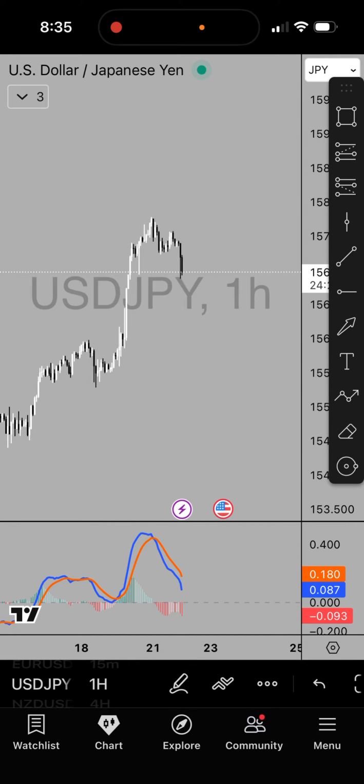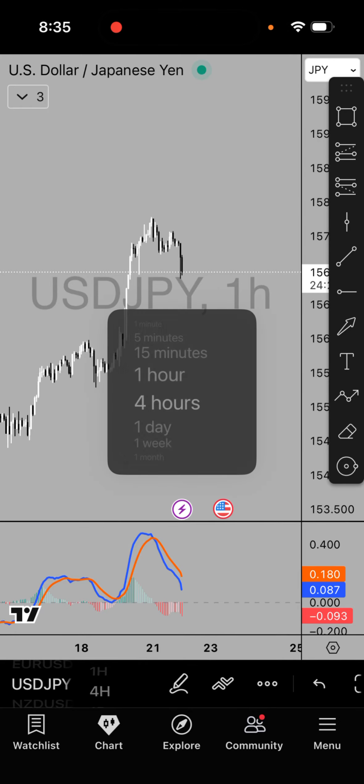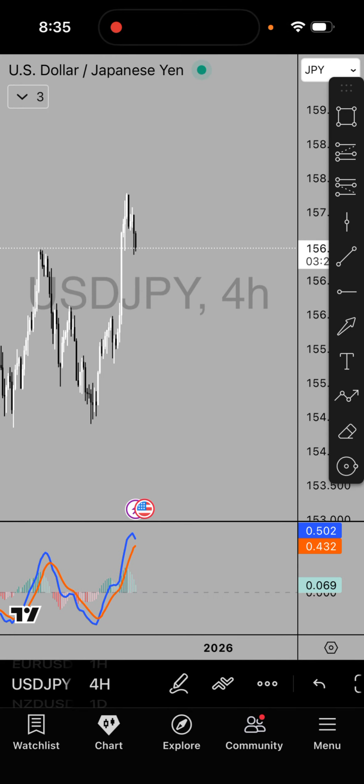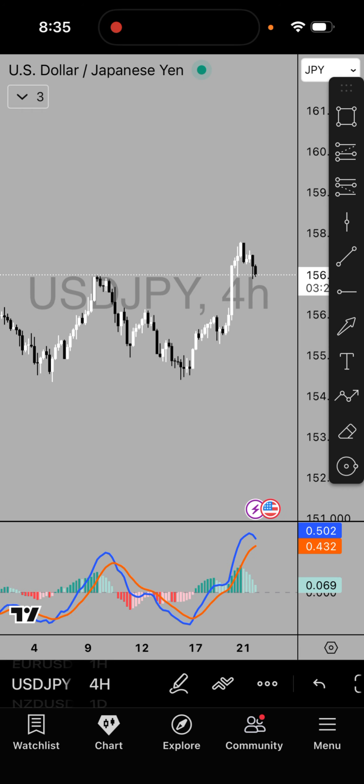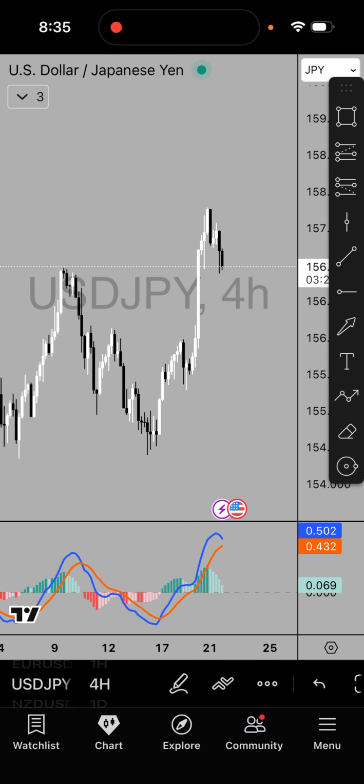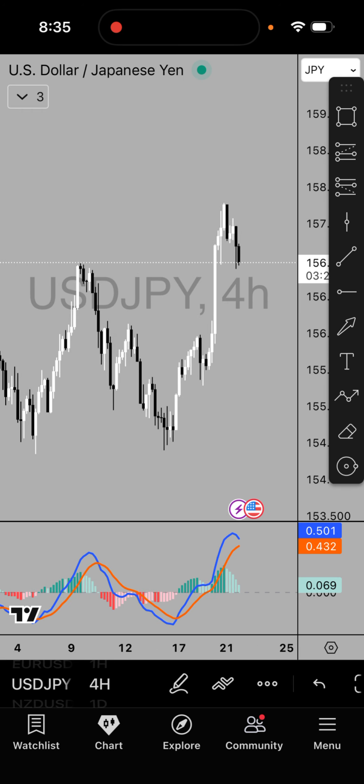How to draw support and resistance. I know a lot of people really get mixed up on this, and there are plenty of indicators that can really help you with support and resistance. But I'm gonna make it simple.